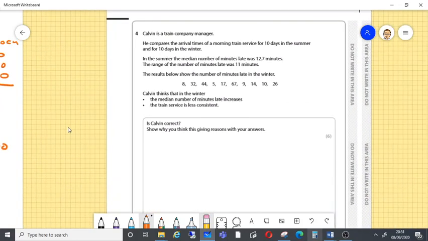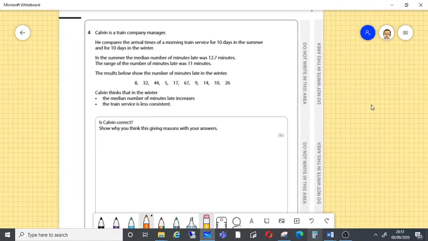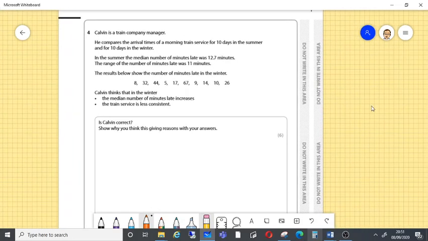So, Calvin is a train company manager. He compares the arrival times of a morning train for 10 days in the summer and 10 days in the winter. In the summer, the median number of minutes late was 12.7 minutes. And the range of minutes late was 11 minutes. Okay, fair enough, fairly consistent numbers there. The results show the number of minutes late in the winter. Calvin thinks that in the winter the median number of minutes late increases and the train service is less consistent.